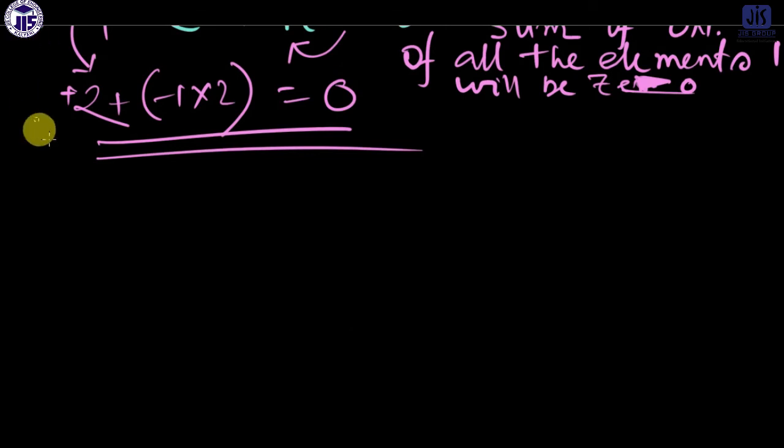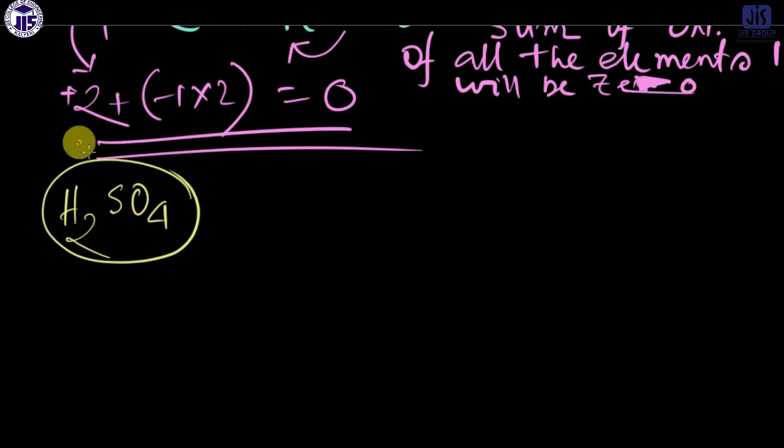For example, we have to calculate the oxidation number of sulfur in H2SO4. So you have to calculate what is the oxidation number of the sulfur here. Now for this case, you know it is a neutral compound, so the sum of the oxidation numbers of all the elements will be 0. You have to keep in mind this fact.